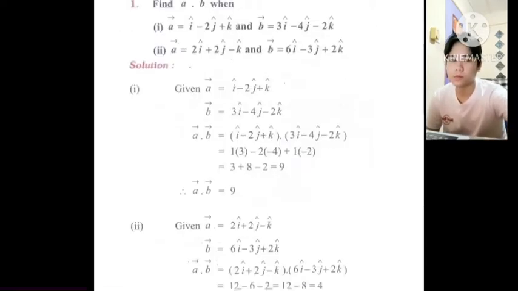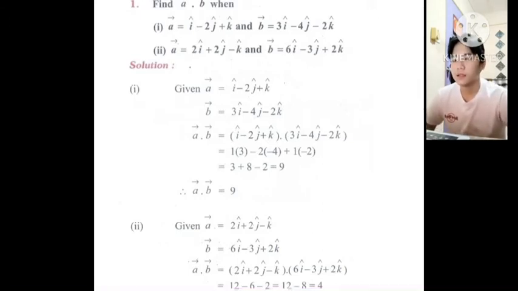Okay, so this is the example question to find the scalar product. This question asks to find a dot b. For question 1, a is equal to i minus j plus k and b is equal to 3i minus 4j minus 2k. And for question 2, a is equal to i plus 2j minus k and b is equal to 6i minus 3j plus 2k.